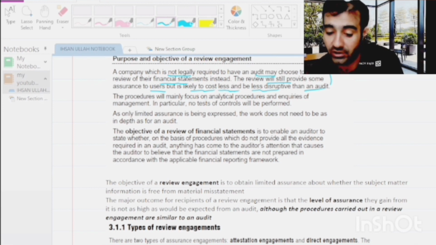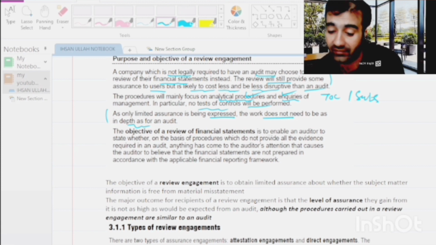The procedures will mainly focus on analytical procedures and inquiries, meaning they are not focusing on tests of controls or substantive procedures. They are only focusing on analytical procedures and inquiry. We will discuss this in an upcoming lecture. Now, as only limited assurance is being expressed, the work does not need to be in-depth. I mean, we don't do detailed work, just surface work.